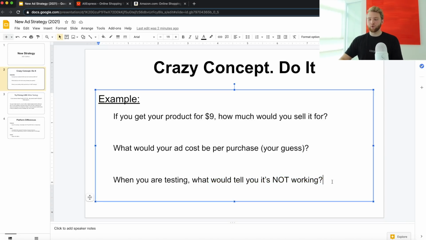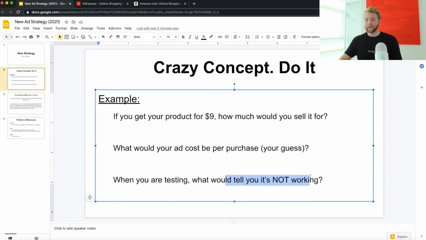This is almost the most important piece of the puzzle. It's not finding the winning magic product, which, by the way, when you're doing product research, don't think about it as a winning product that you found. Think about it as, I just found a product that might be worth testing. Because that difference in your mindset is going to make a huge difference in your ads. If you think it's a winner, meaning it has to work, you're going to spend more money on ads on something that's clearly not working. You don't want to do that. So what would tell you that it's not working? We're going to talk about all these things.